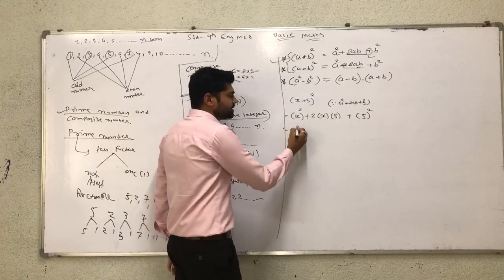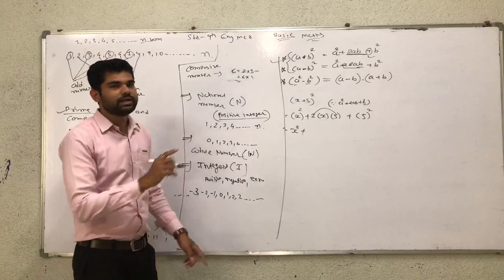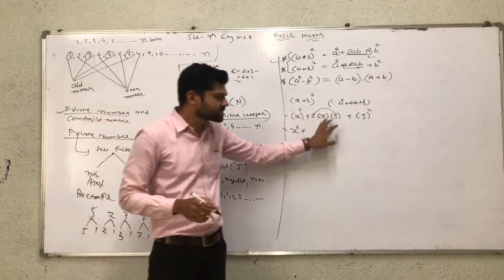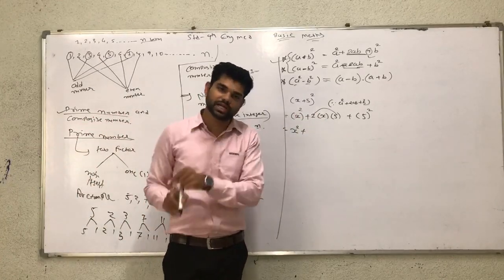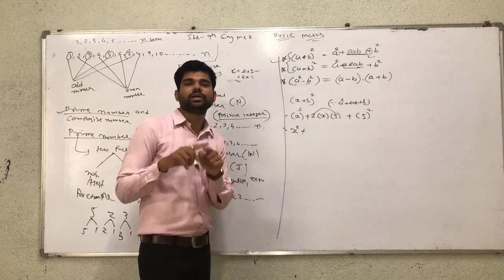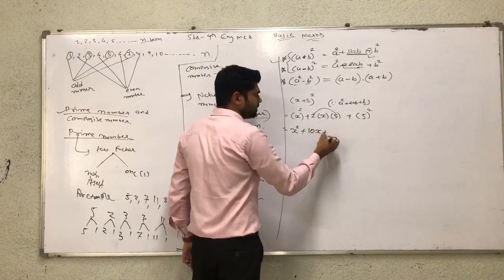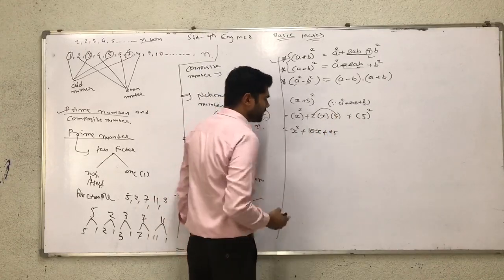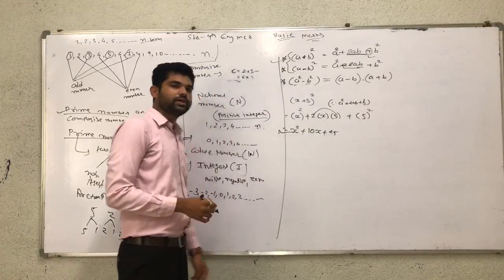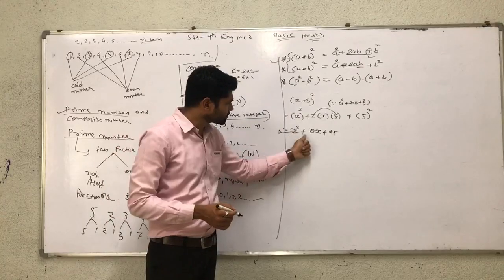So the answer is x square plus 2 into 5. You multiply the terms. Suppose here is an x term, so the x term is multiplied by only the x term, and the constant number, meaning the part without x, is multiplied by only the constant number. So 5 into 2 is 10x plus 25. So the answer of the given term, (x plus 5) whole square, is equal to x square plus 10x plus 25.